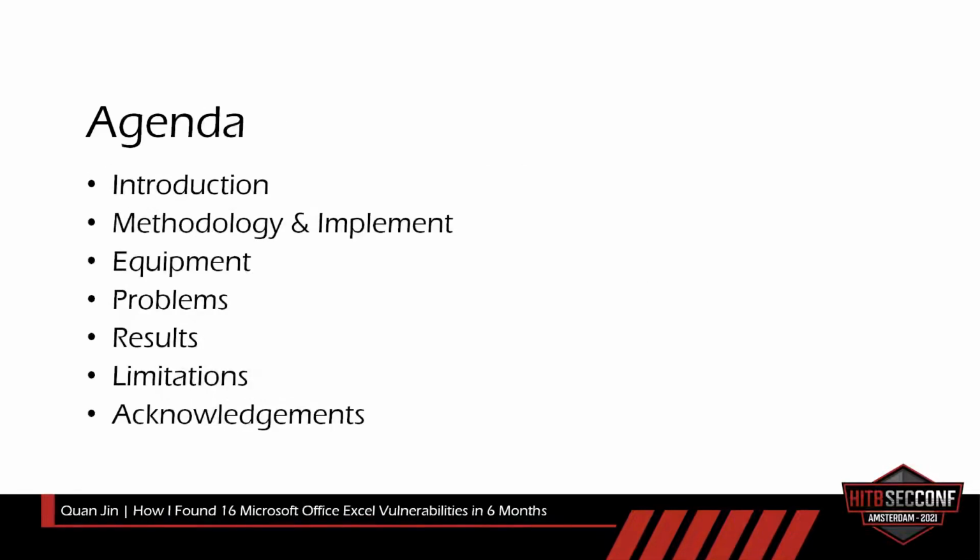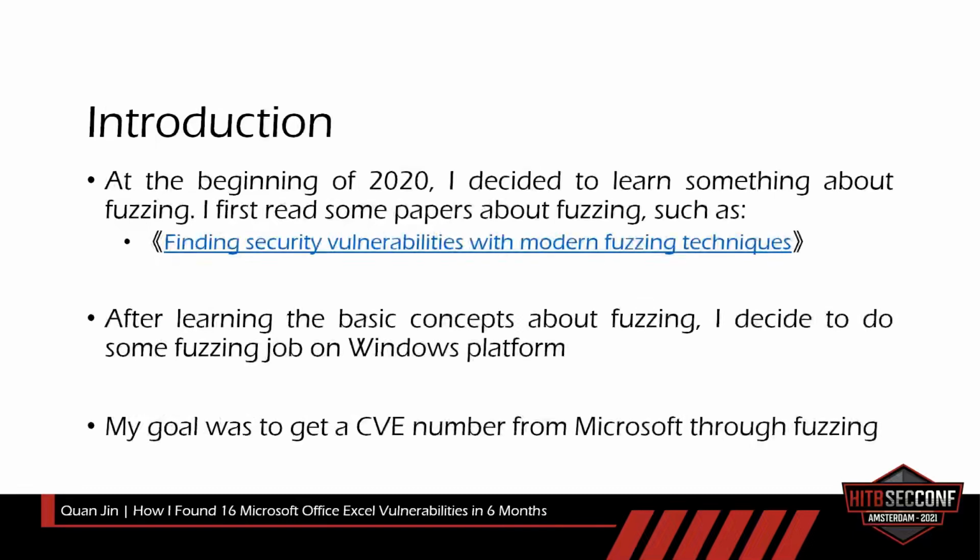This is the agenda of my presentation. I basically will tell my story in this order. At the beginning of 2020, I decided to learn something about fuzzing. I first read some papers about fuzzing, including finding security vulnerabilities with modern fuzzing technologies. After learning the basic concepts about fuzzing, I decided to do some fuzzing work on Windows platform. My goal was to get a CVE number from Microsoft through fuzzing.